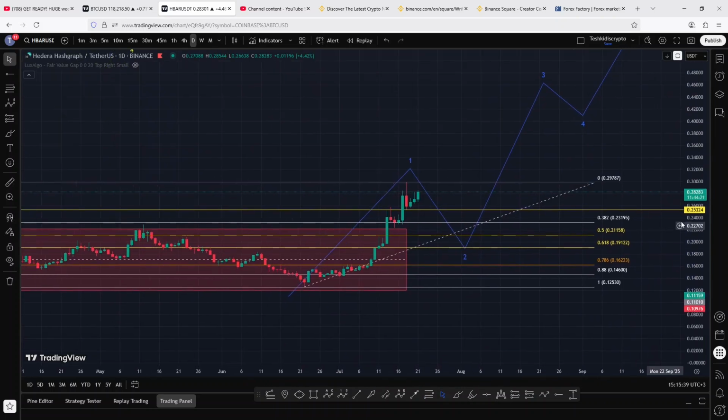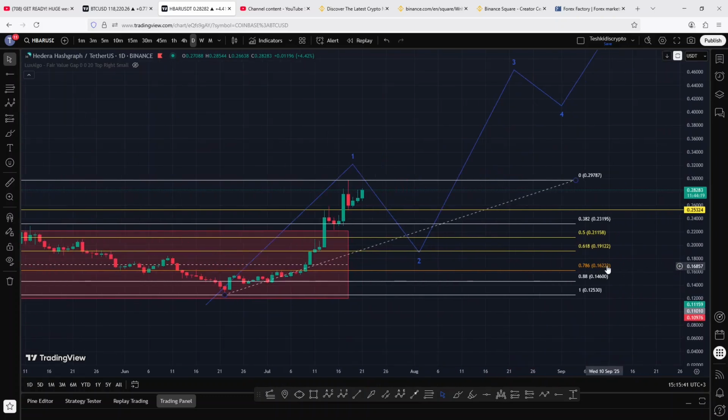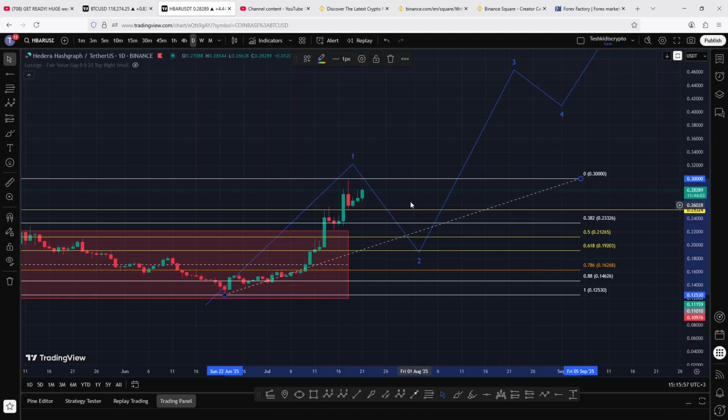In so doing, the area that I will pay attention to as a minimum pullback target area and also as a Fibonacci key area of support lies between the fib level 0.5 and the 0.786 and the 0.618, and that is between the 0.21158 and the 0.19122, which is the area over here. So in case of any pullbacks, that is the area that you need to pay attention to, and on holding within that area, we should easily get a reversal to the upper side in the formation of this wave 3.